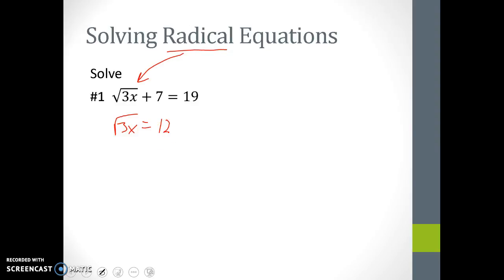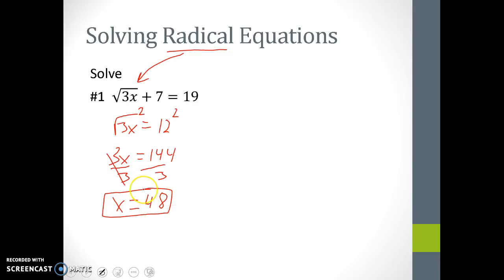But then I want to get rid of the square root sign. So the way we undo a square root sign is by squaring both sides. That will leave us with 3x equals 144. And then if I divide both sides by 3, I will have on the left-hand side x, and on the right-hand side I'll have 144 divided by 3, which is 48.